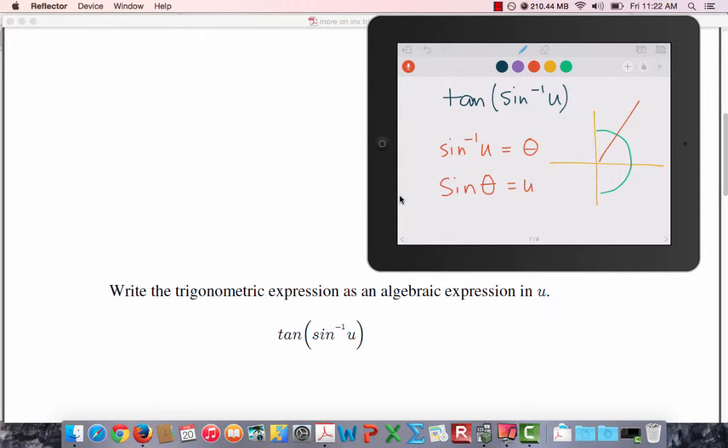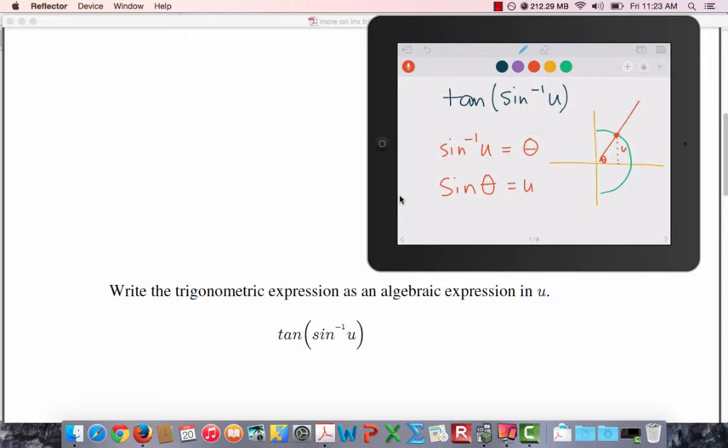So let's just arbitrarily sketch our angle theta so that it's in the first quadrant. All we know about this angle is that it has a sine that is u. So if I drop a perpendicular down to the x-axis, I know that the ratio between the opposite and the hypotenuse sides reduces down to being u.